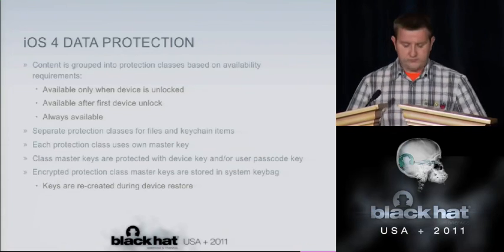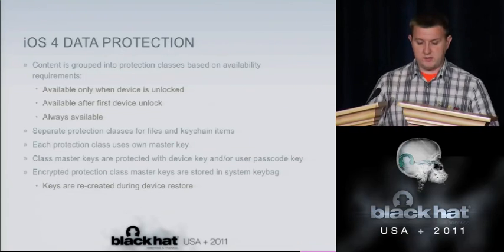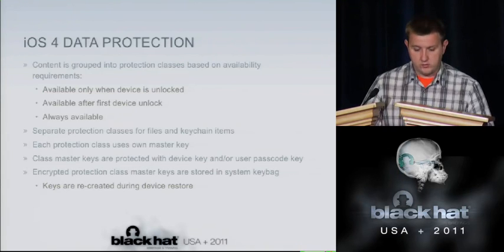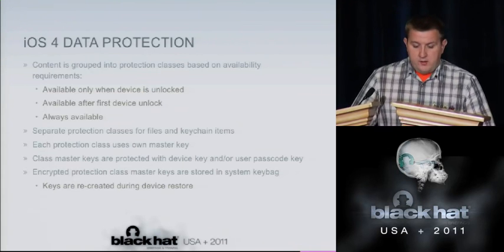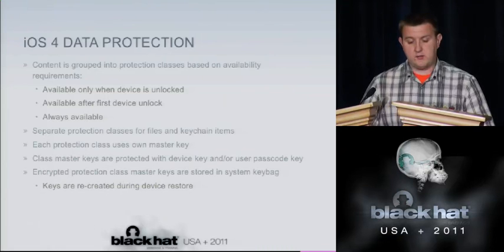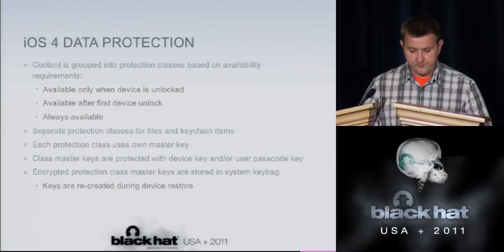So there is a content protection class for all of these accessibility domains. There are separate protection classes for user files and for keychain items. Each protection class uses its own encryption key, which we will call the master key for this particular protection class. Each such master key is stored in the key bag, in the system key bag, and it is protected with the device key, which is unique to the particular device, and optionally with the passcode key, which is unique to the passcode. So it depends on the passcode.